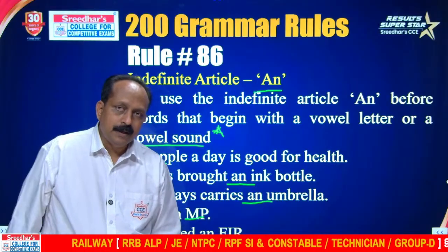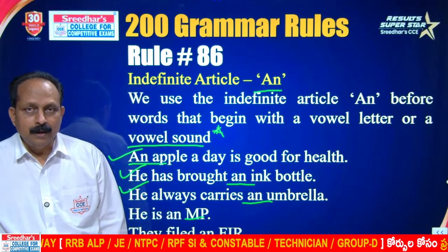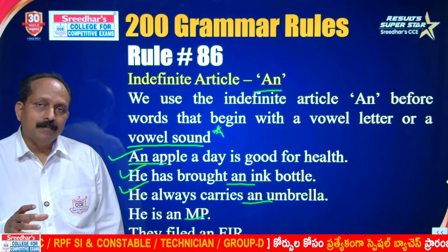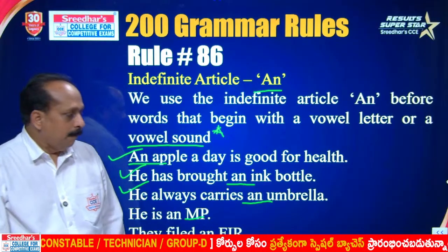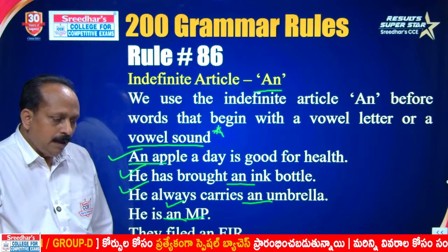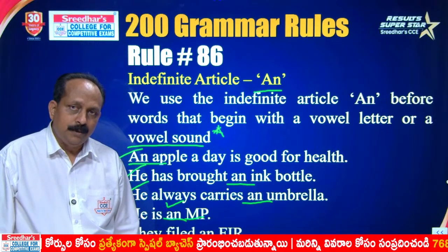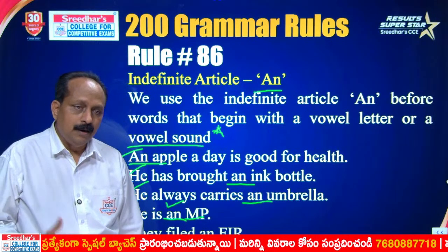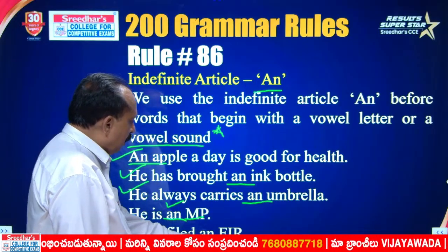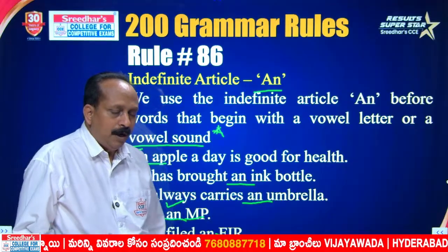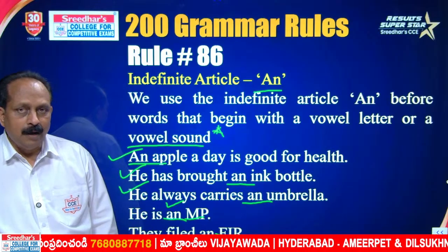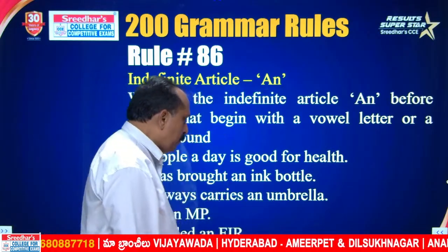But look at this: MP. What is the first letter here? M, a consonantal letter. But when you pronounce M, it has a vowel sound. Based on that, we have to say an MP. An MP, an MLA, an SP, an X-ray, an FIR. They filed an FIR because when you pronounce F, there is a vowel sound. Then you have to say an FIR. This is an important rule they have given many a time.